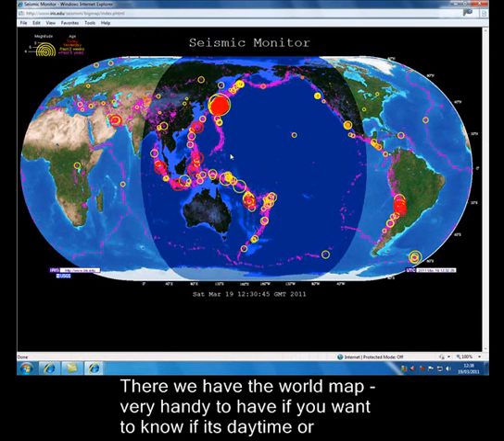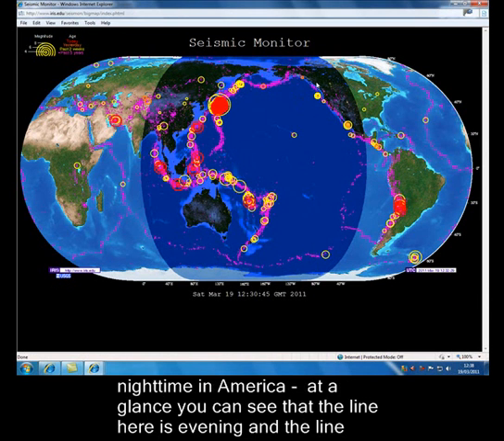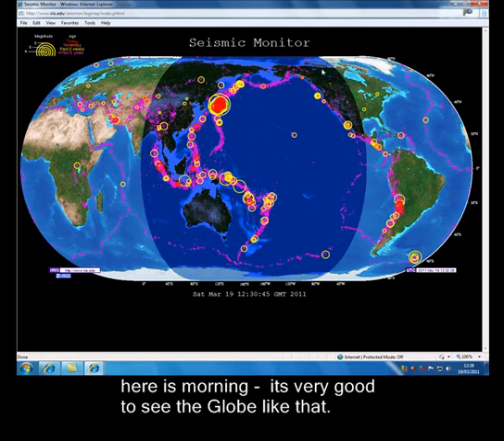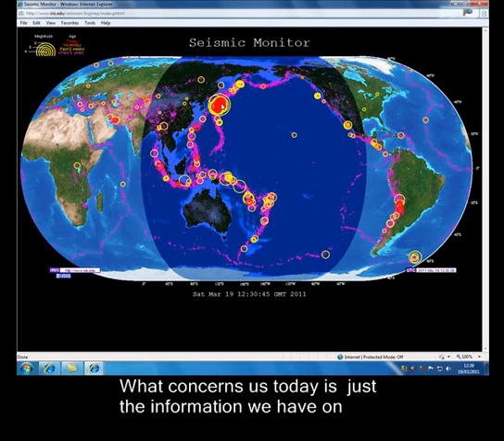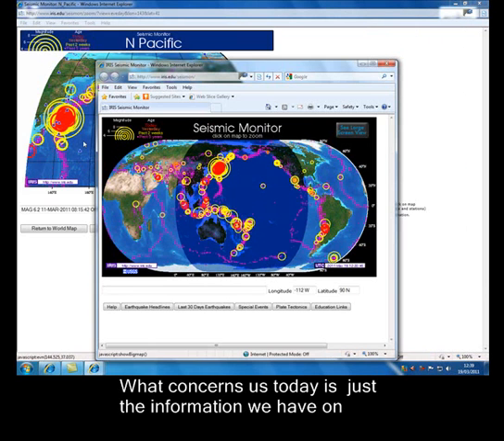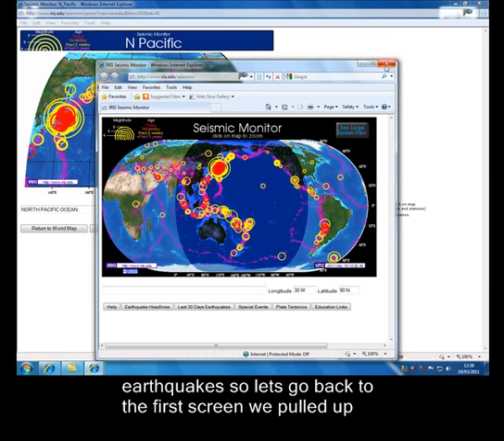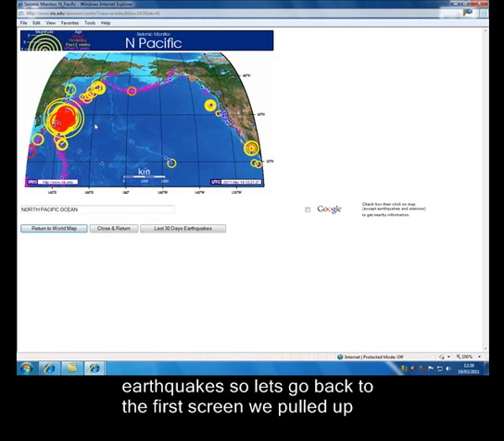So there we have a world map, very handy to have if you want to know whether it's daytime or nighttime in America. At a glance you can see that the line here is evening and this line here is morning. Very good to see the globe like that. But what concerns us today is just the information that we have on earthquakes. So let's have a look at this first screen we pulled up.